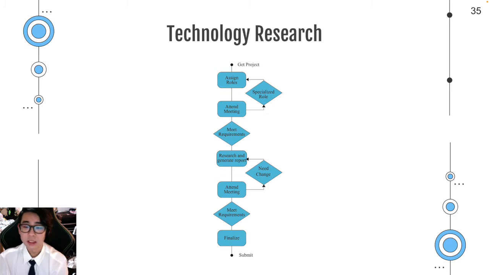Need change is when you pick a technology and it does not satisfy the client's needs, or the team thinks there's a better technology for them. So we change the technology, restart the research, and then let's say we attend the meeting again, it meets the requirements, we finalize everything, and submit.